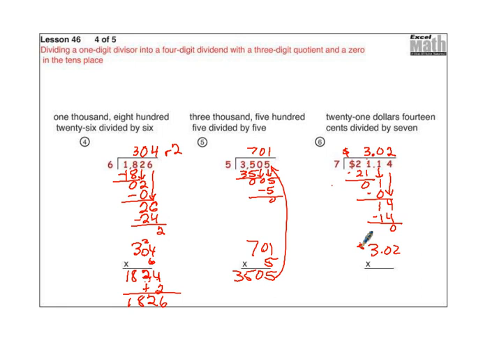$3.02 times 7. 2 times 7 is 14. 3 times 7 is 21.